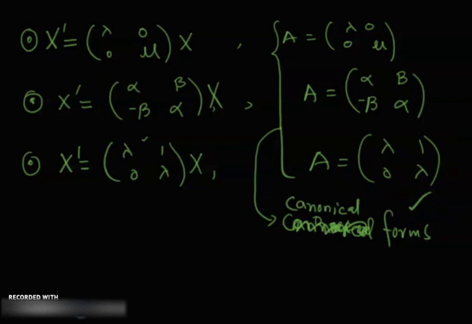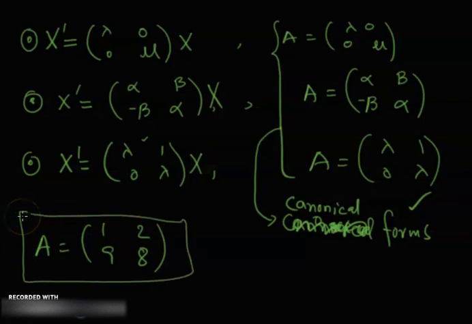But what if we have matrices other than these three? What happens if we have, for example, the matrix 1 2 9 8? Now this matrix is not in the category of these three, though we have seen some examples where we don't have these particular forms. Now we are going to do this in a formal way: what can we do if A is not in canonical form?